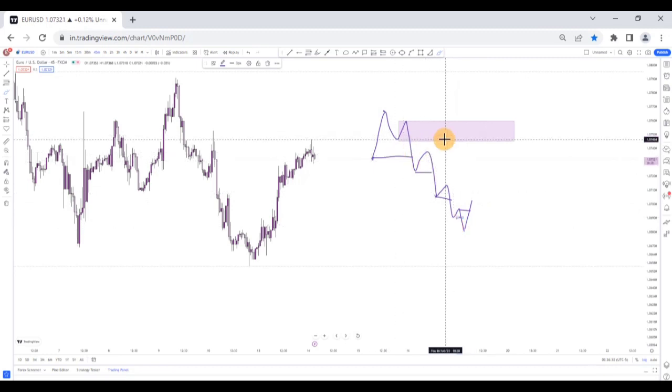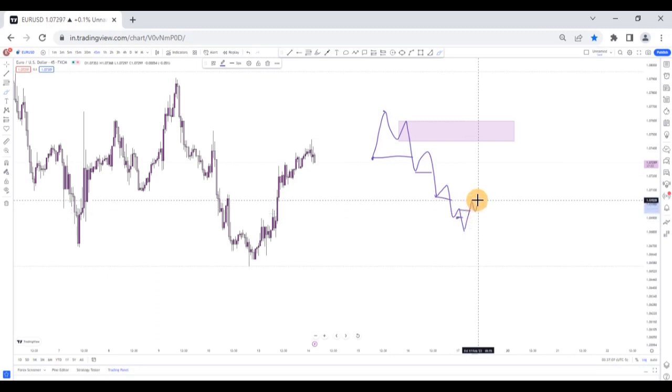Yeah, simple and clear. You don't have to make things complex for yourself. And after we have that change of character in the internal structure, we want to see price pull back and create that inducement.